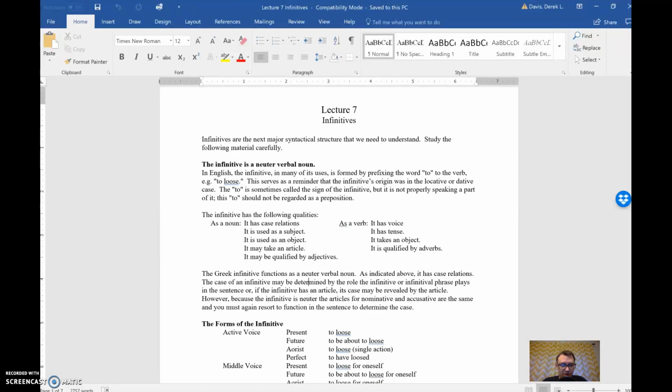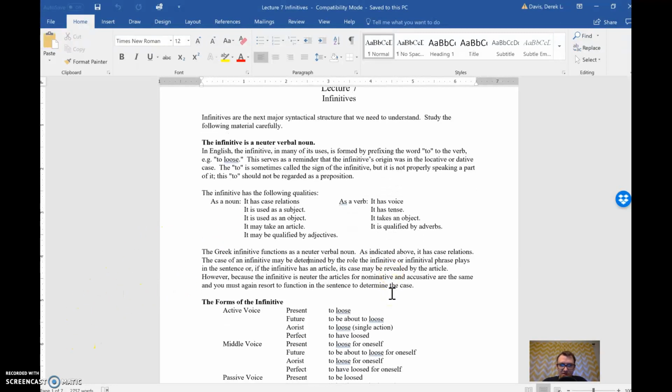Okay, everyone, now we get to the fun stuff. We're going to be getting into infinitives this week. And in a lot of ways, it's going to tax you, especially if you are trained to understand English infinitives, because Greek infinitives really function nothing like that.